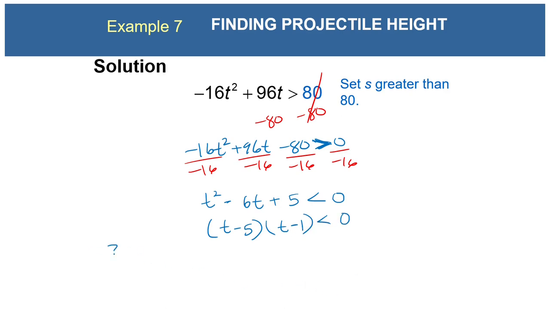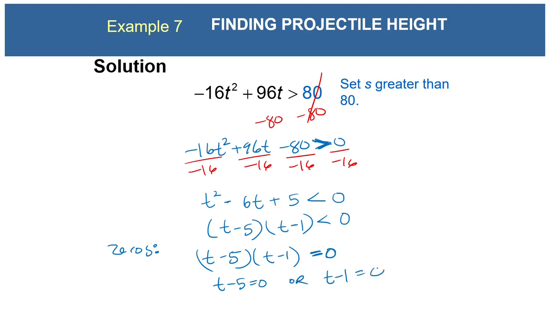Now I'm going to find my zeros. To find the zeros, we have t minus 5 times t minus 1 is equal to 0. We're finding the zeros first so we can fill in our number line. t minus 5 is equal to 0, or t minus 1 is equal to 0, which implies t could be equal to 5, or t could be equal to 1. Those are our zeros for this inequality.